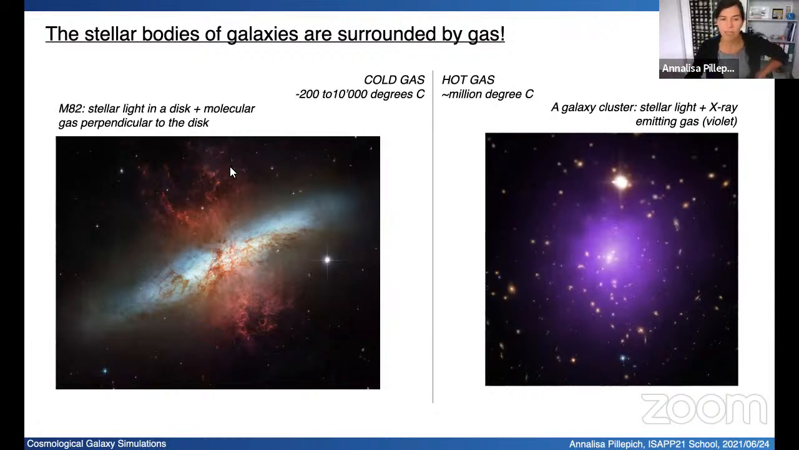And so for example, if we zoom out and we look at galaxy clusters, this image on the left is of the order of tens of kiloparsec maximum. On the right here, we're talking about hundreds of kiloparsec, if not a megaparsec. Here, the violet color gives you X-ray emission, which is telling you about very hot gas.